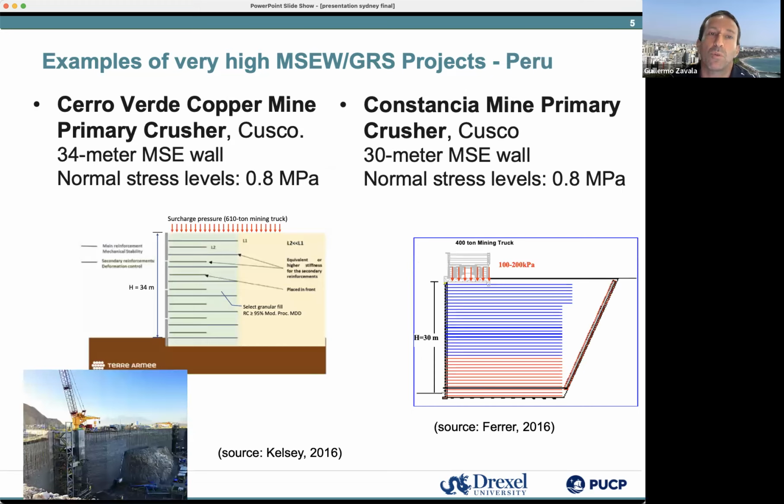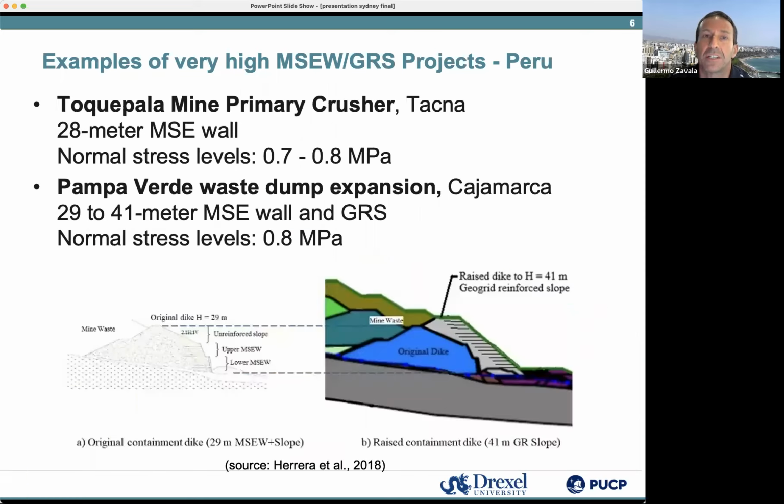Then in Peru, we have a lot of projects in mines, like the Cerro Verde copper mine primary crusher in Cusco, a 34-meter MSE wall with stress levels up to 0.8 MPa. Constancia mine primary crusher in Cusco, a 30-meter MSE wall with stress up to 0.8 MPa. Both of these support a lot of surcharge, 610 and 400-ton mining trucks for the primary crushers. Then the Toquepala mine primary crusher, a 28-meter wall with about the same stress levels.